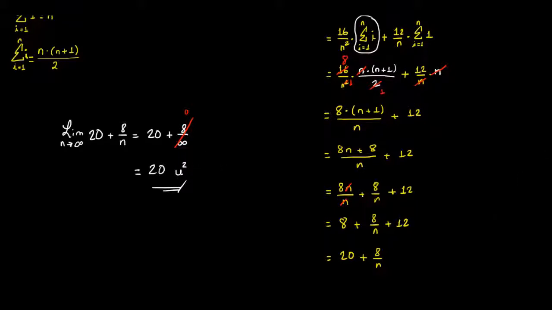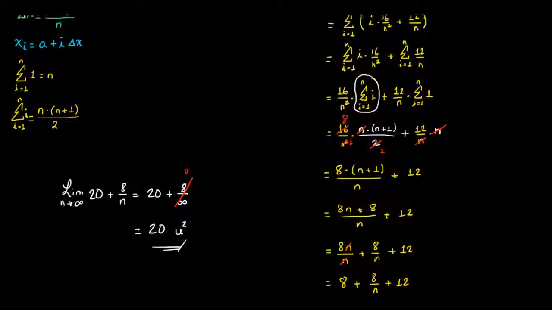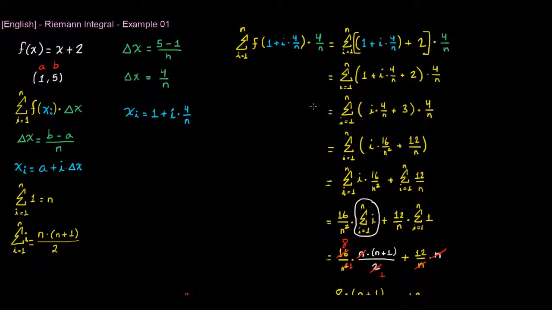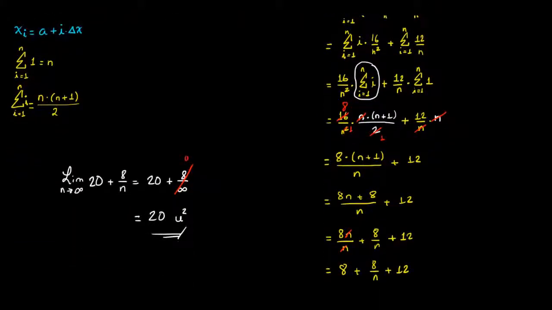Let's scroll up here just to see where we started. So we started over here. We were solving this Riemann integral for this f of x integrated over the interval between 1 and 5. It represents the area below this function for this interval between 1 and 5, and it is equal to 20 units squared.